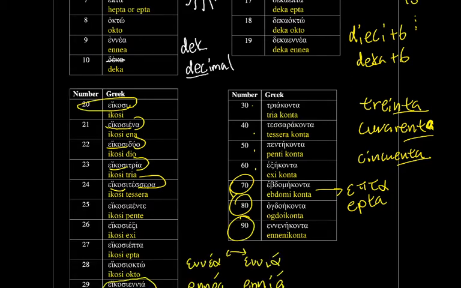So if we wanted to get a 30-something, let's say 37, that would be triaconta, and then 7 is epta. So we just have triaconta, epta.